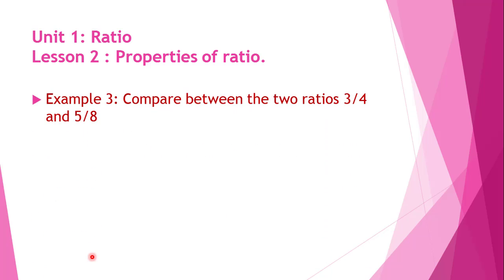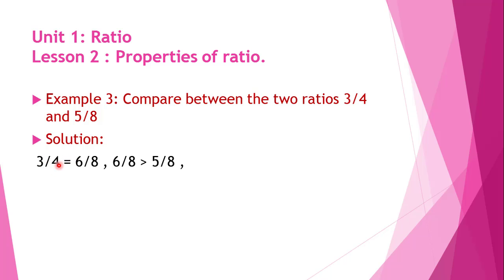Example number 3. Compare between the two ratios 3 over 4 and 5 over 8. To compare between two ratios, as we said before, we will deal with the ratio as a fraction. So now we are comparing between two fractions, 3 over 4 and 5 over 8. Can we change 3 over 4 to another fraction with a bottom number 8? Yes, of course, because if we multiply 4 by 2, the result will be 8. So I'll multiply up and down by 2.